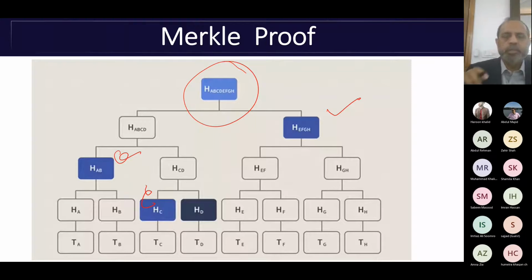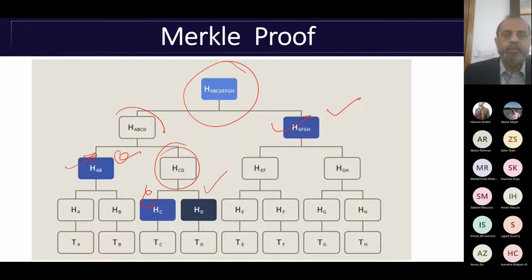So going this way, you take this hash of the transaction. You already have this, so you take this hash, and you are given this. You take this hash, and you are given this. You take this hash and verify. And if you hit the Merkle root, which is already there, you say bingo. So this particular transaction is part of the block.